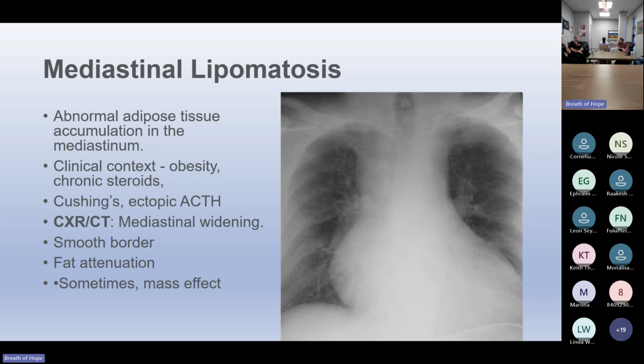Most of these patients obviously have some degree of obesity, class 1 or 2. And you always need to make sure they might be Cushingoid with ectopic ACTH, so you must always check for ACTH. On chest X-ray or CT scan, you get mediastinal widening, smooth boundaries, fat attenuation, and sometimes mass effect.